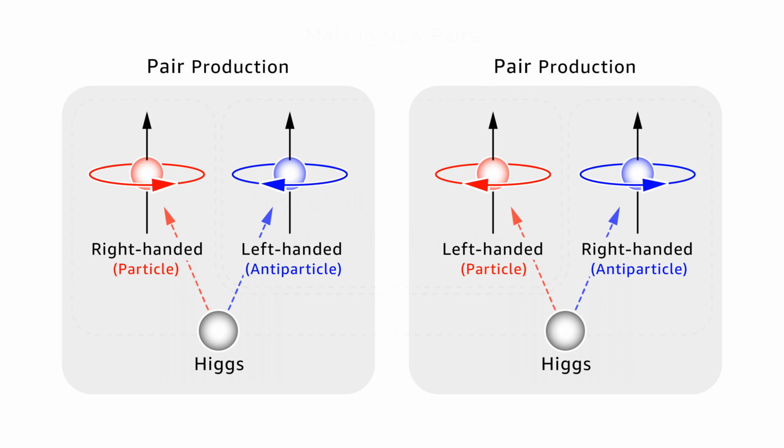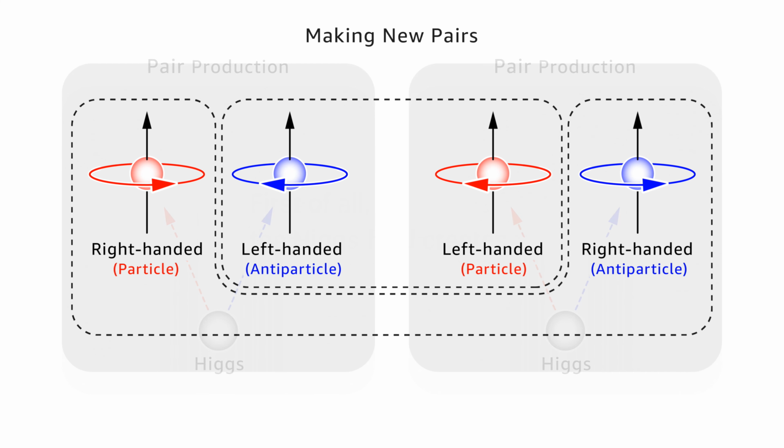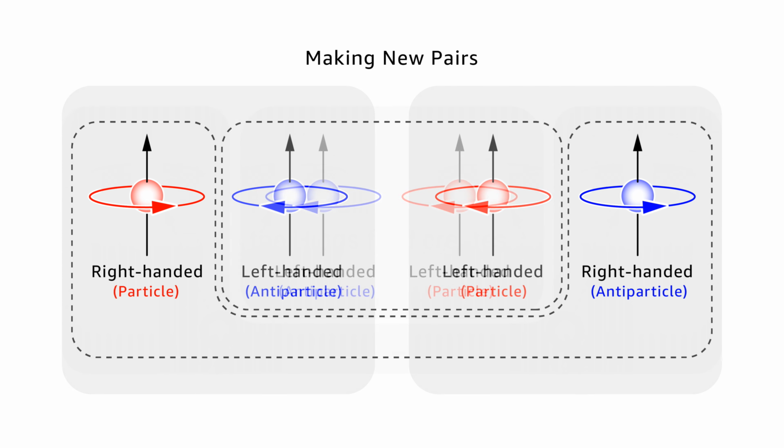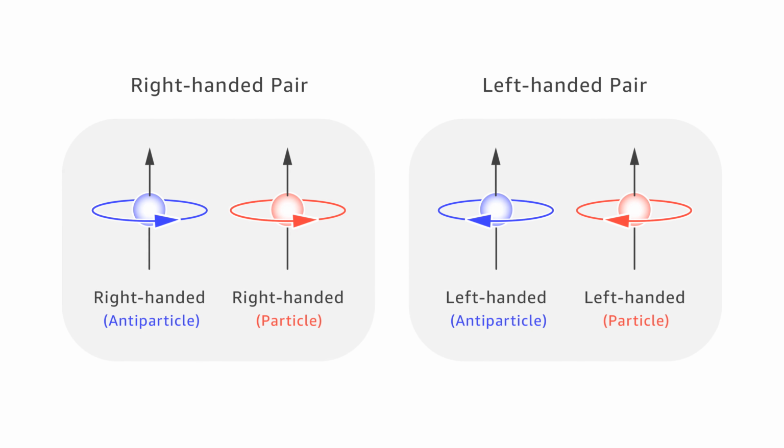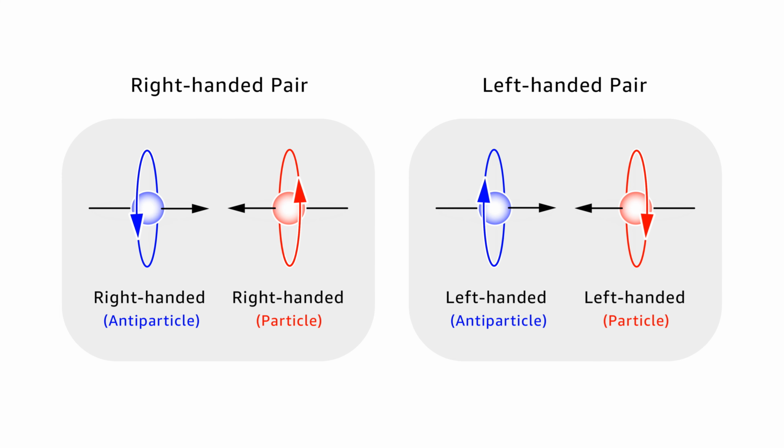Then, these particles create new pairs, as illustrated. There is a right-handed pair and a left-handed pair. In each pair, a particle and an antiparticle have opposite directions of traveling, as illustrated. In this way, the net momentum of each pair becomes zero. Both the net momentum in the direction of travel and in the direction of spin become zero.